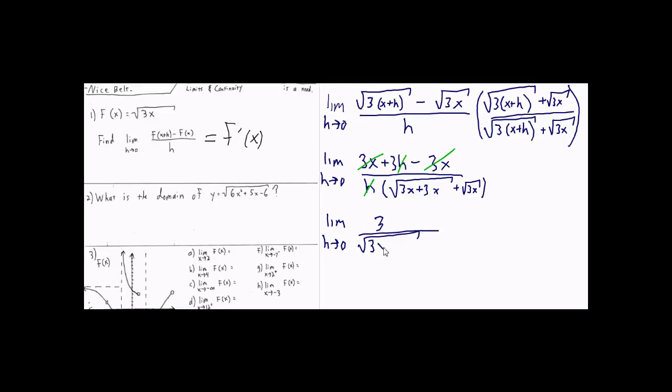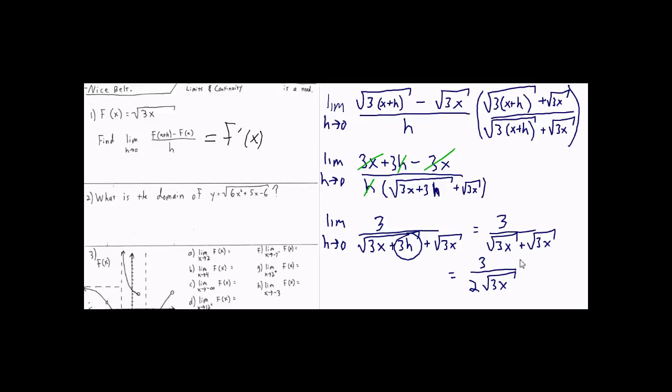She is not happy. 3x. Oh no, this is supposed to be an h up here. I'm sorry about that. 3h. 3x plus 3h plus the square root of 3x. And if h goes to 0, then this term right here becomes 0. So now we're just going to plug in h. The limit's gone, no one to write it anymore. Over the square root of 3x plus the square root of 3x. And the only thing we can really do to simplify that is make it 3 over 2 square root 3x. There you go. No big deal.